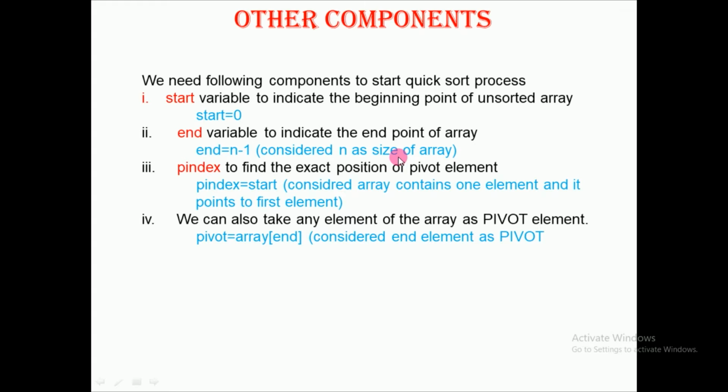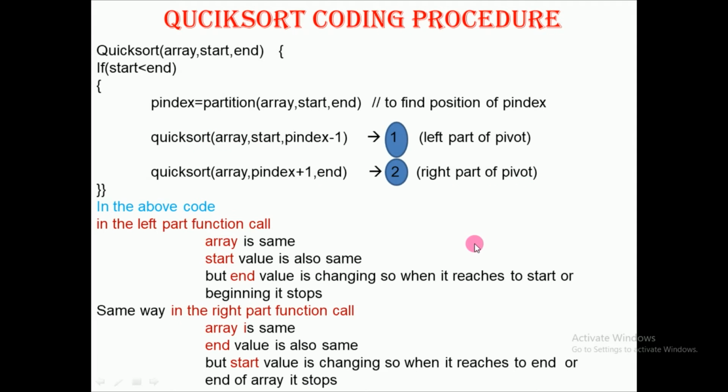Commonly we will take end is equal to n minus 1. If n is 10, 10 minus 1, then it may be 9. P index is used to find the exact position of the pivot element. As I showed earlier, if the pivot element is at the end, we have to place it at the center position or at some position, and that position we will find out by using the P index variable. We can also take one element as pivot element.